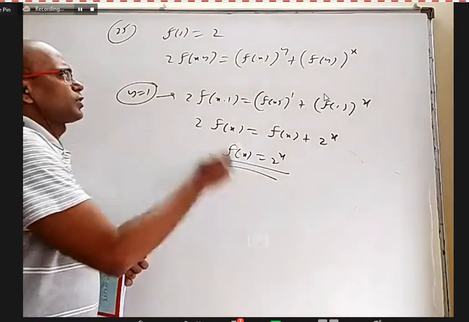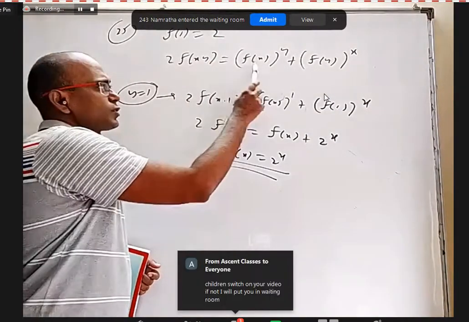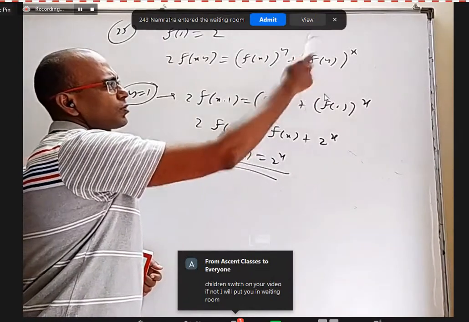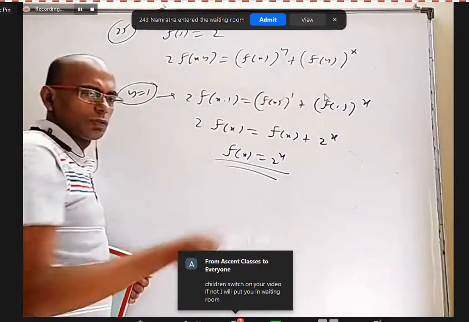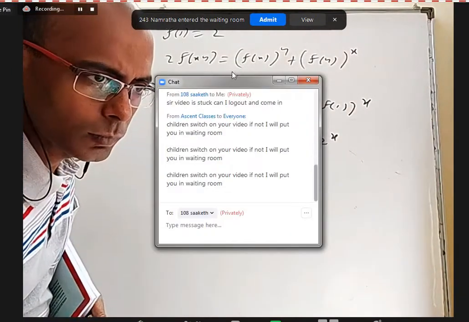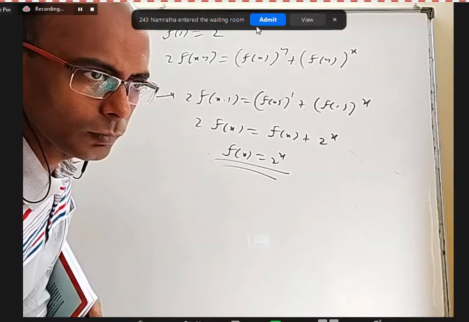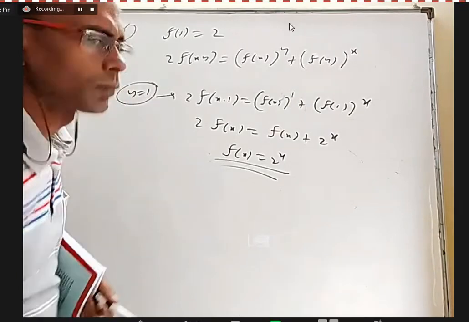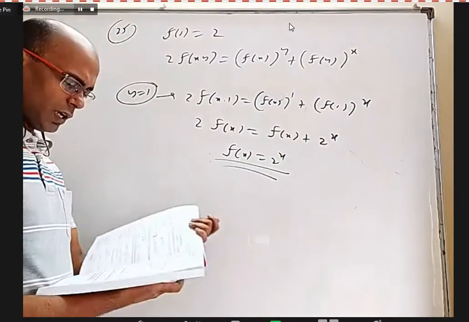If you want, you can substitute it back. This is 2 power xy. This is 2 power x whole power y, and this is 2 power y whole power x. Both are same, 2 power xy plus 2 power xy. So once you got the function, after that things are easy.